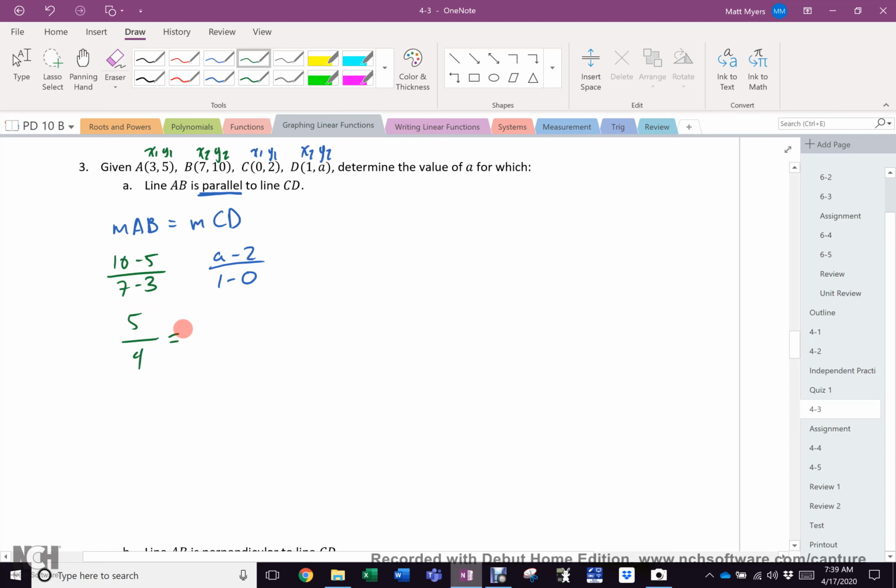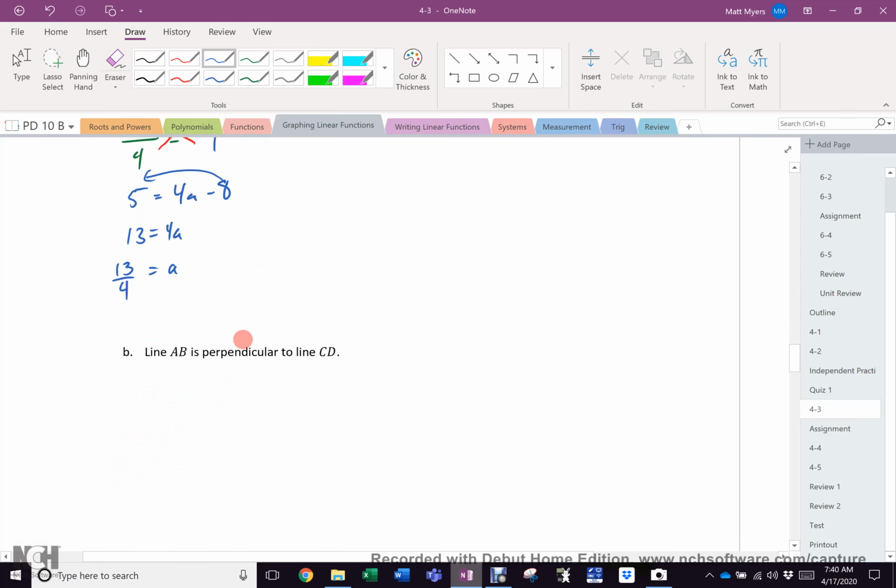And that would have to equal A minus 2 over 1. How do I solve that? The same way I always solve it. I cross. 5 would have to equal 4A minus 8. Bring the 8 over here. 13 would have to equal 4A, and A would have to equal 13 over 4. Easy peasy lemon squeezy. The slopes have to be equal.